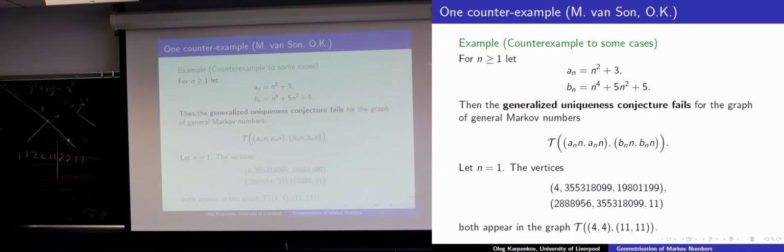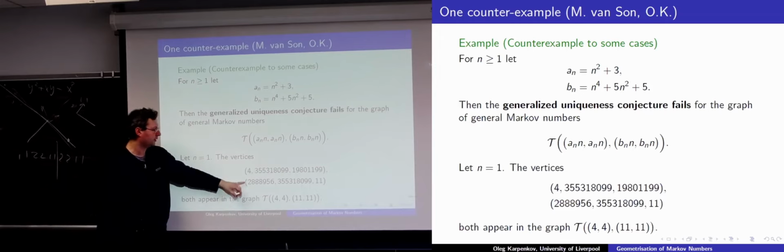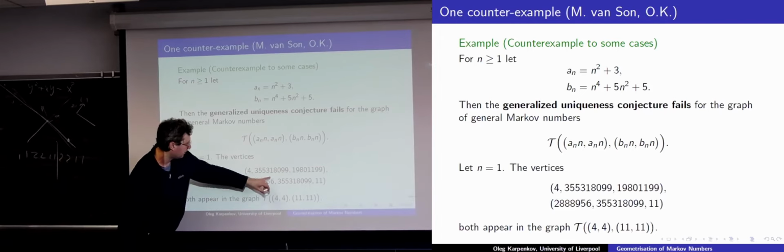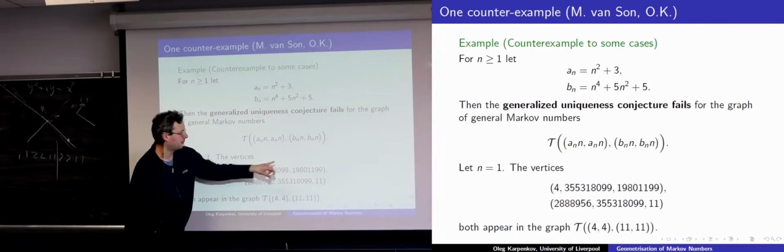And for instance, 11, 11. So you have tons of them, and this is one of the examples. So when you have the same number here, but different numbers there.